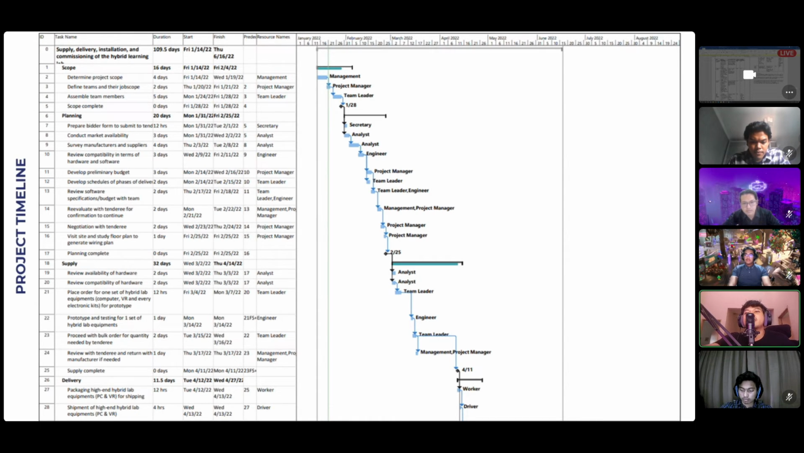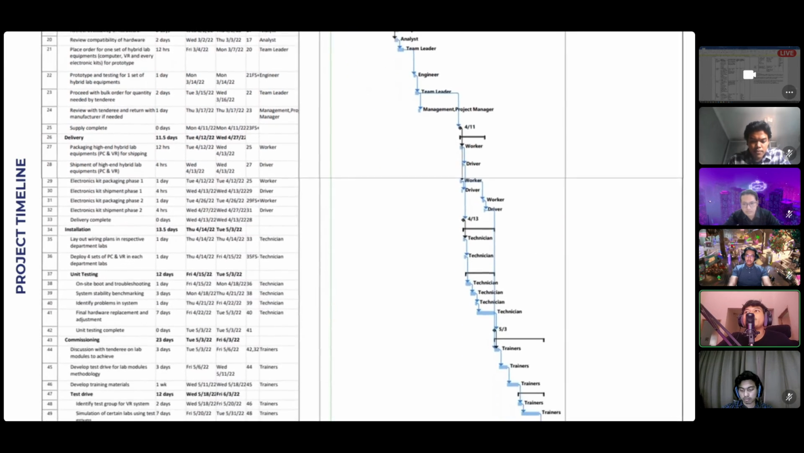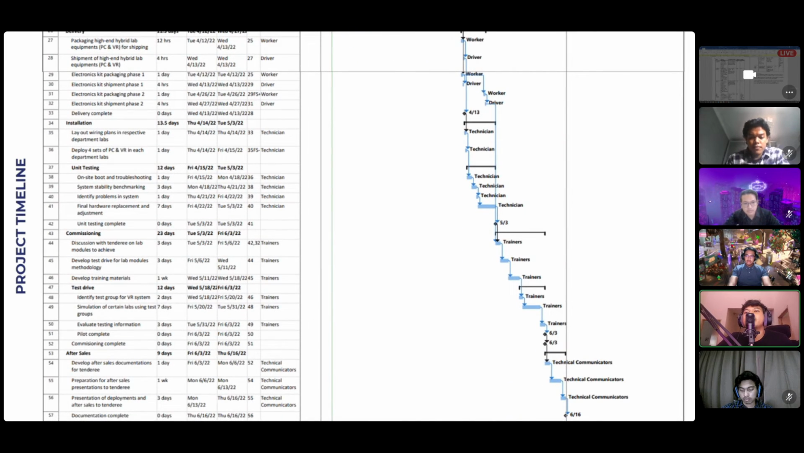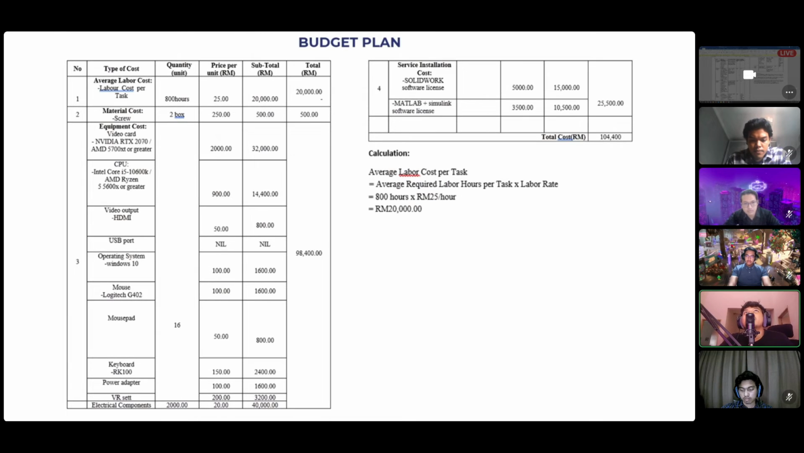Overall, our project is expected to finish within 109 days to meet the deadline in June as proposed by the tenderee, with planning taking 20 days, supply 32 days, delivery to the tenderee within 12 days, installation within 2 weeks, and finally commissioning of 23 days. And the after sales demonstrations are also given to the tenderee within 9 days after all the setups have been completed. Okay, so this is the budget plan.